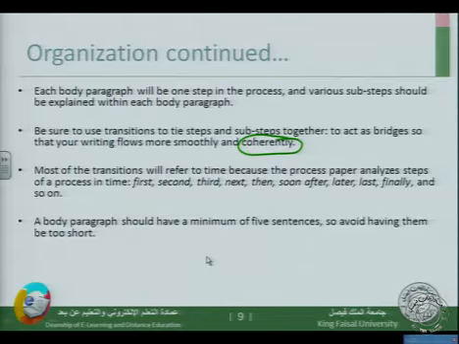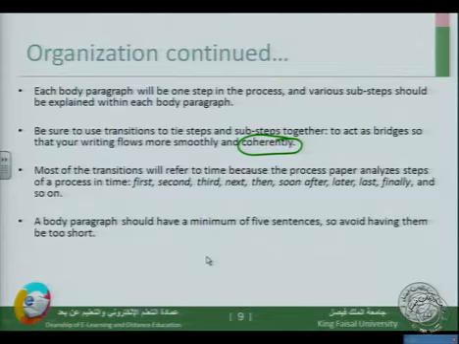First, second, third, next, then, soon after, later, last, finally, and so on. Most of these transitions refer to time. So when you say first, because this is the first time it appears, when you say second, you should know that there is a first point that appeared already. When you write the third point, your reader will come to know that there was a second and a first before.